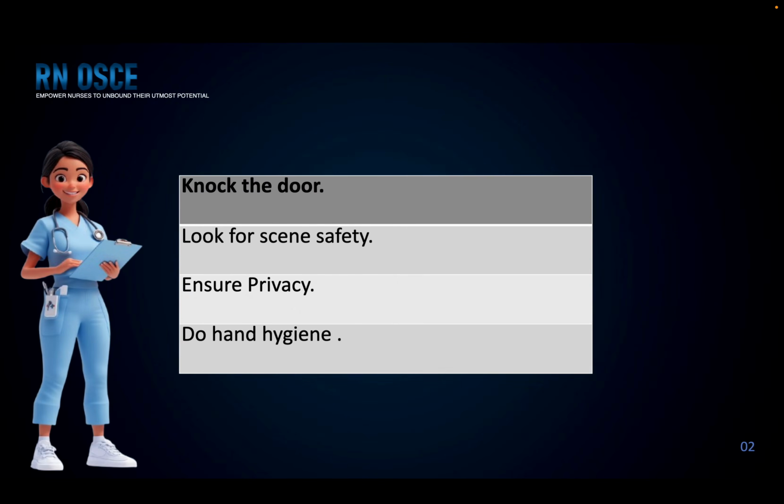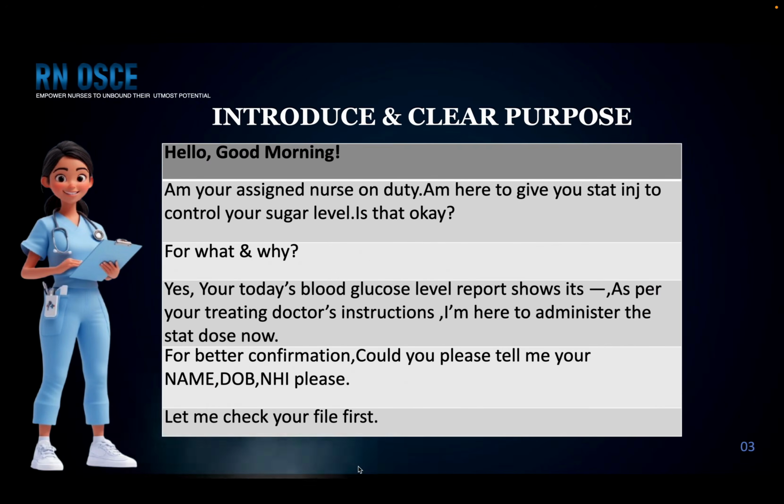As always, knock on the door, look around for scene safety, ensure privacy of the patient, and perform hand hygiene. When you enter the patient's room, start by introducing yourself and clearly explain why you are there. Try to speak in your own words, using simple and friendly language, and always focus on having a natural conversation that the patient can easily understand.